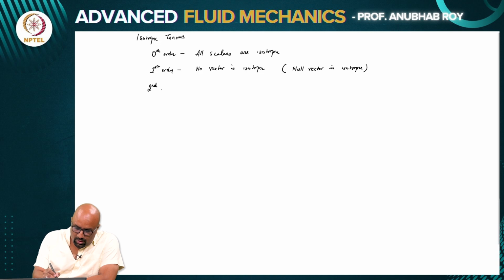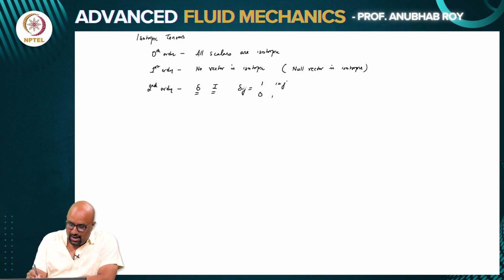When you move to second order, then the Kronecker delta, which you could write as delta or the identity tensor I, either way, which has components that are given by delta ij, which is 1 if i is equal to j, and i not being equal to j gives us 0. This is an isotropic tensor.